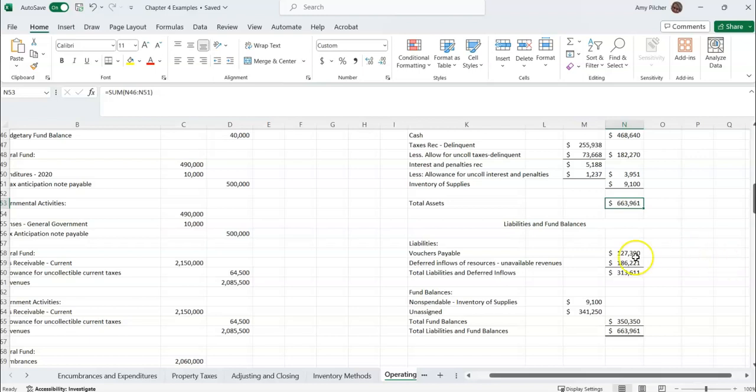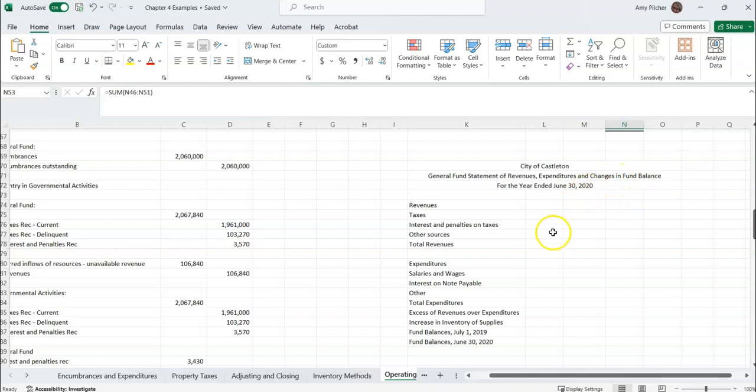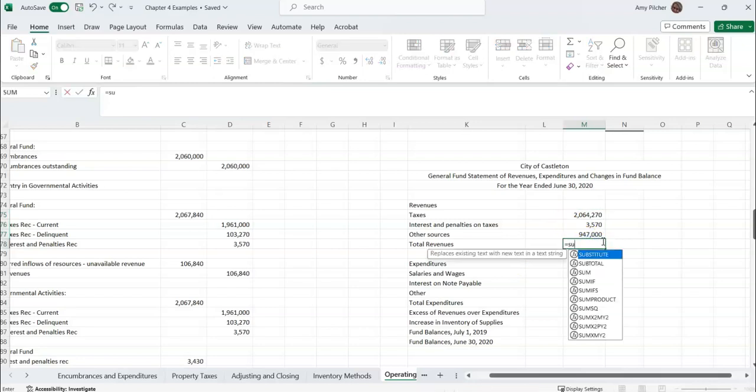So the other financial statement is the statement for revenues, expenditures, and changes in fund balance. This is kind of similar to what an income statement would be for an entity. Okay, so what are our revenues? And we have 3 different revenue sources: taxes, and interest and penalties, and then other sources. And these would be our different program accounts and different like fiduciary funds and things like that. We'll be looking at those things individually in different chapters.